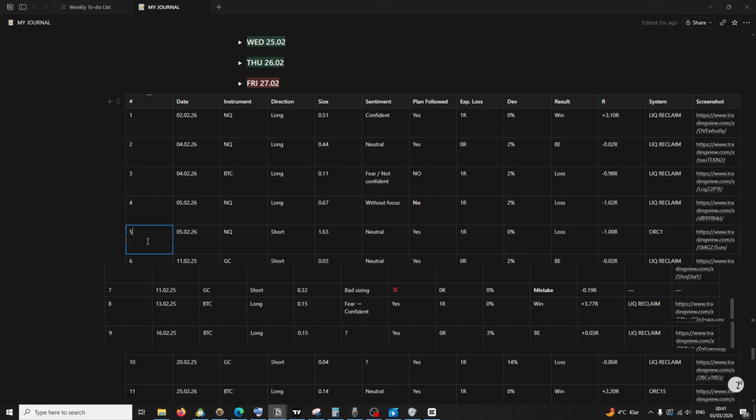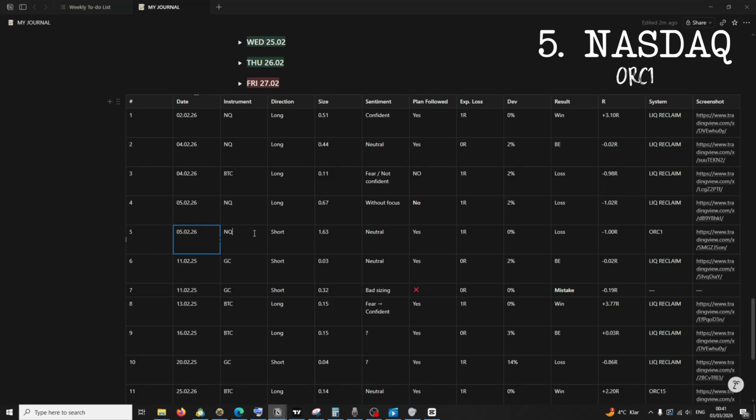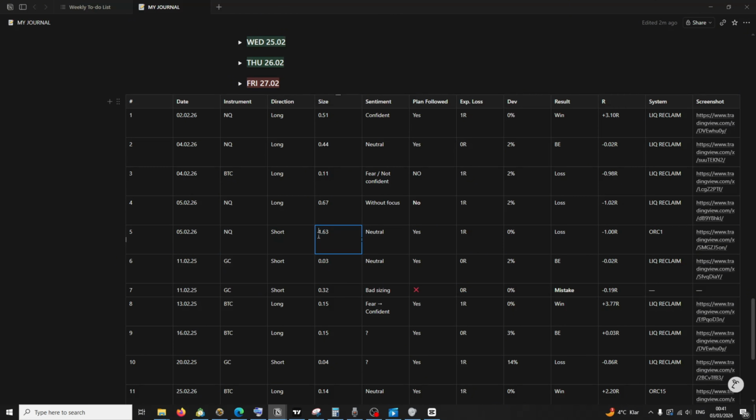Trade number 5, again NQ, a short position with a really big size, an unusual size normally. Sentiment neutral, followed the plan, yes. Expected loss 1 hour, deviation 0%, and it resulted in a loss of 1 hour. And as you can see, this is a different setup, and let me just show you the trade.